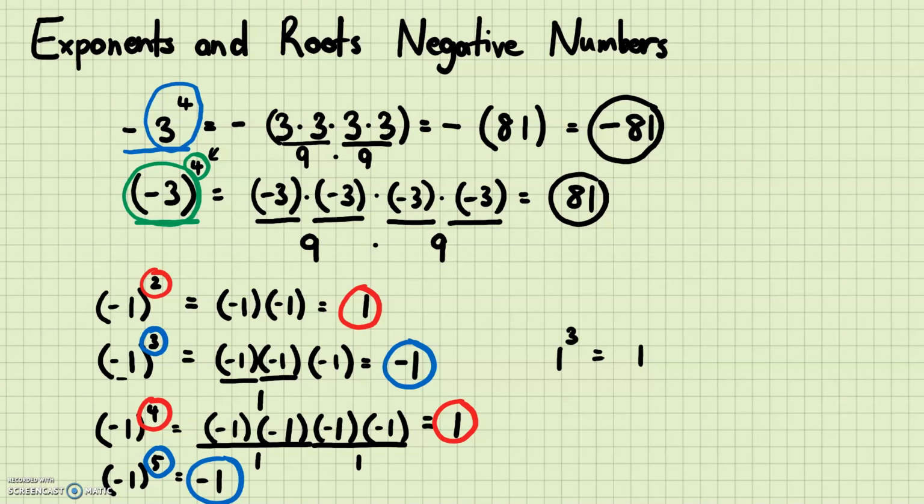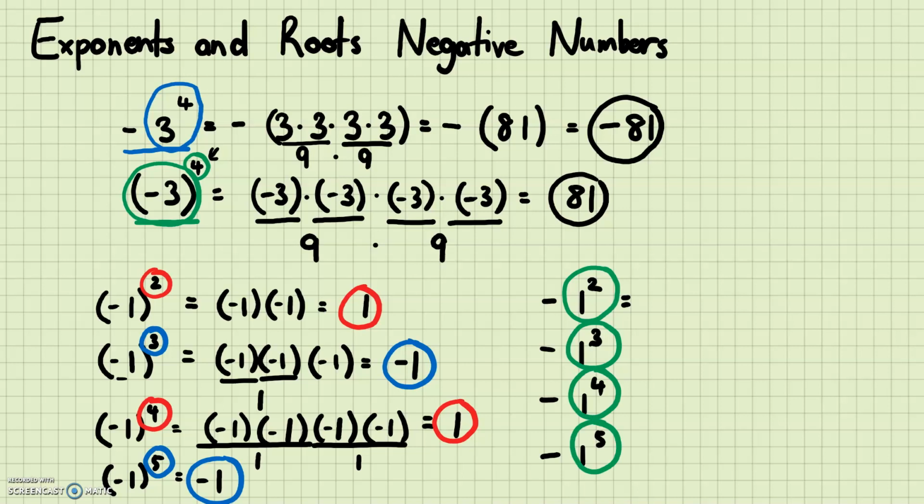And also, this is the rule specific to when the negative sign is inside the parentheses. If the negative sign is outside the parentheses, like in this case, negative 1 cubed, negative 1 to the 4th, negative 1 to the 5th, you're doing this first and then doing the negative sign. So in this case, 1 squared is going to be 1, and then you're attaching the negative. In this case, 1 cubed is going to be 1, and then it's going to be a negative sign. In this case, 1 to the 4th is going to be 1, with a negative sign.